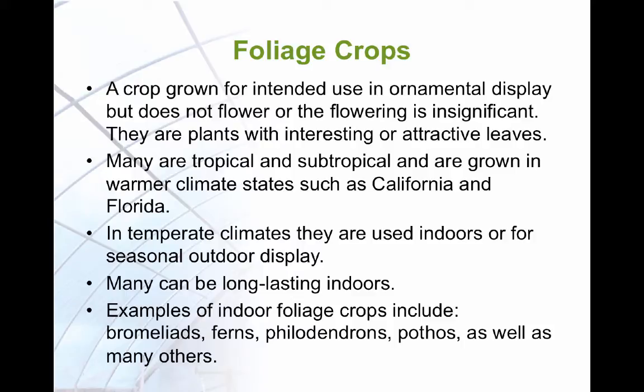Indoor foliage crops are plants that are grown for their leaves, which have an interesting shape and/or are colorful. They often are tropical or subtropical in origin. For this reason, most are produced in warm climates such as South Florida, where they can also be grown year-round in the landscape. In temperate climates, they are displayed indoors in homes, offices, and in interiorscapes and atriums. They can also be used for seasonal outdoor displays in temperate zones.